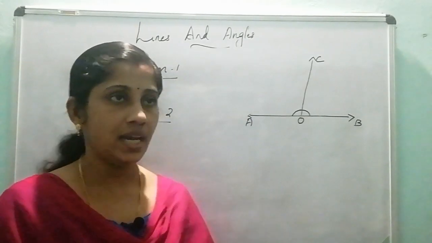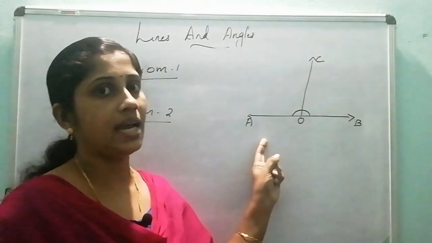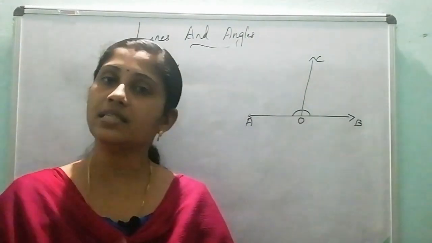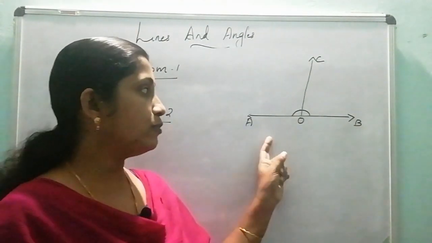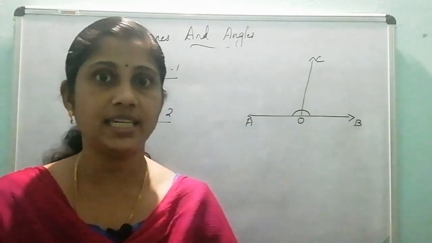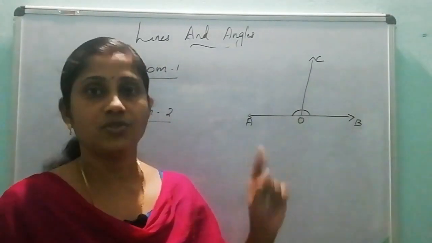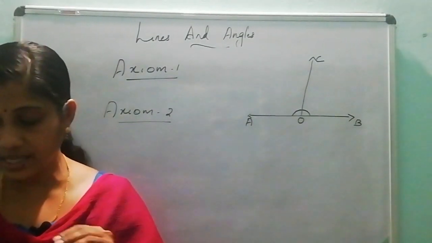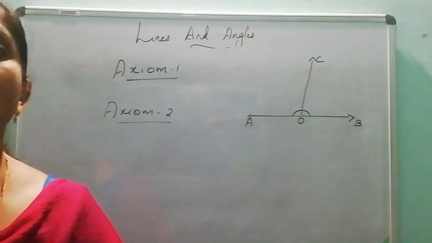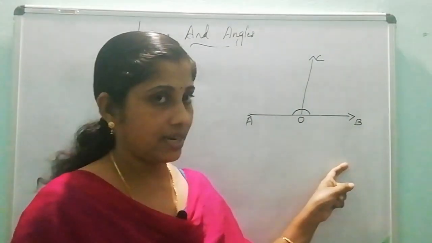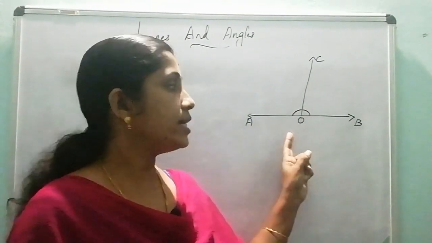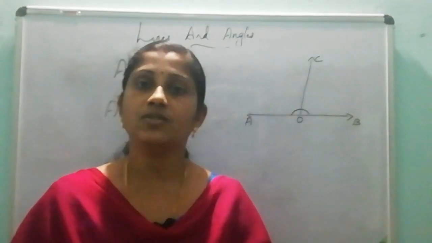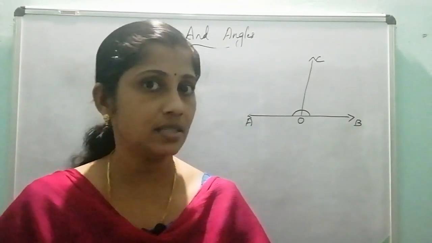What is axiom 1? Axiom 1 says that if a ray stands on a line, then the sum of the two adjacent angles is 180 degrees. Its reverse is axiom 2. That is, if the sum of the two adjacent angles is 180 degrees, then the non-common arms form a straight line, that is, the ray stands on a straight line. That is axiom 2.